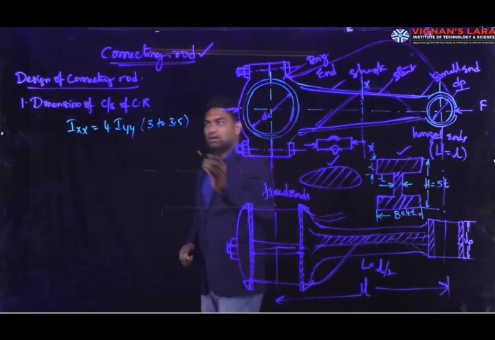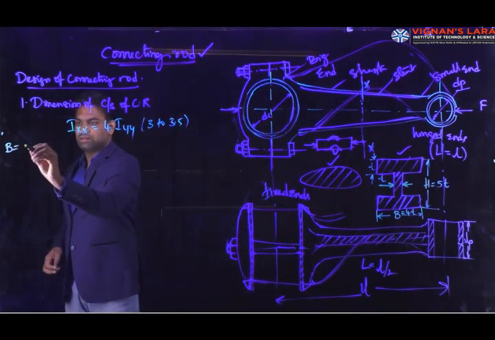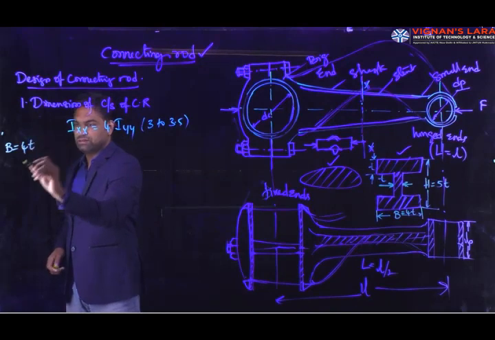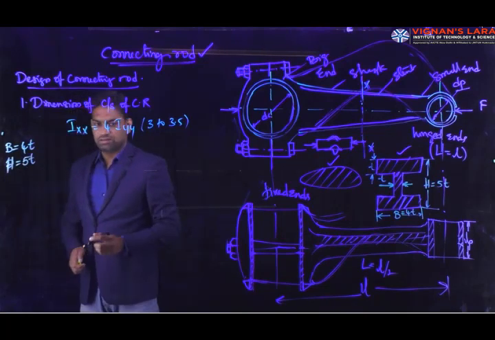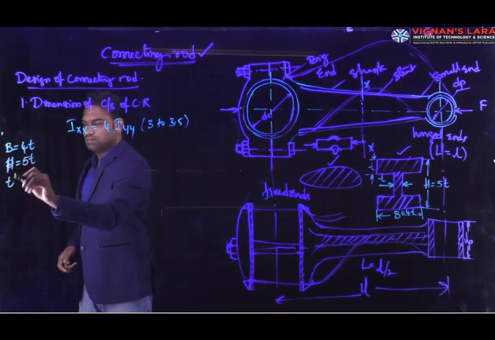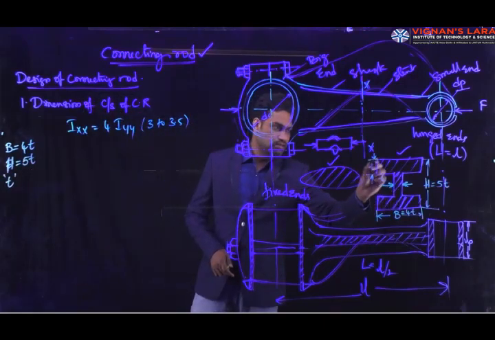Clear? So here I am mentioning the dimensions. Here the width is taken as 4 times the thickness, and the depth, denoted by H, is taken as 5 times the thickness. T is the thickness of the flange or web. So here it is T, as well as here also. That is only the thickness.